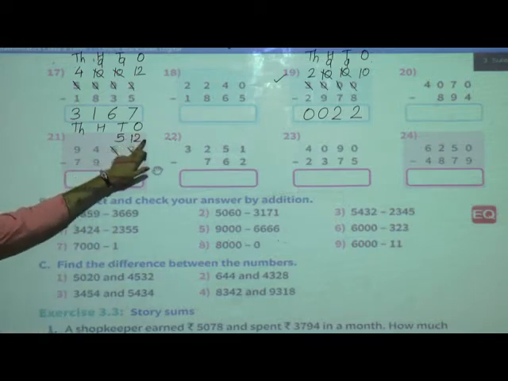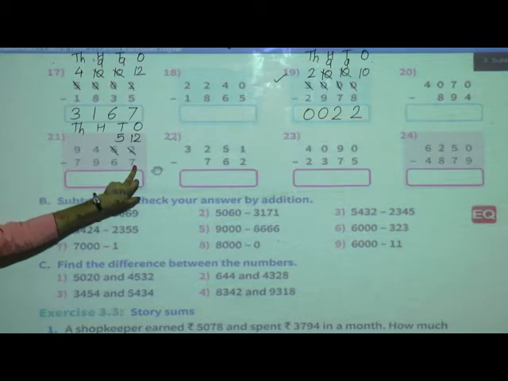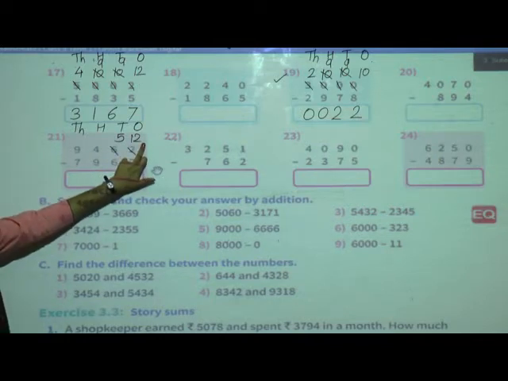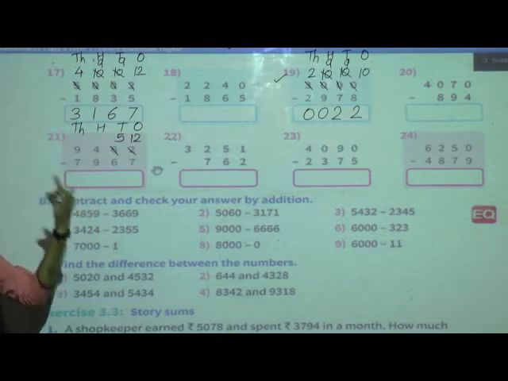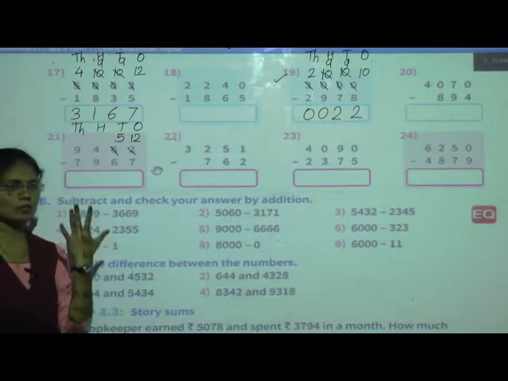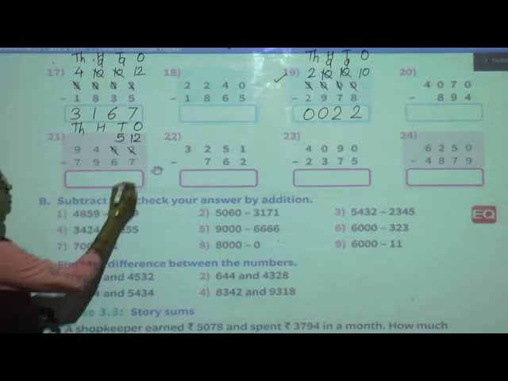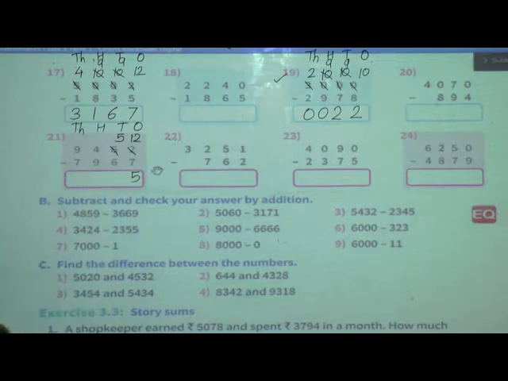Now do the subtraction. 12 minus 7. After 7, count your fingers till 12. So 8, 9, 10, 11, 12. So 12 minus 7, we will get 5. So we will write 5 at ones place. Okay.